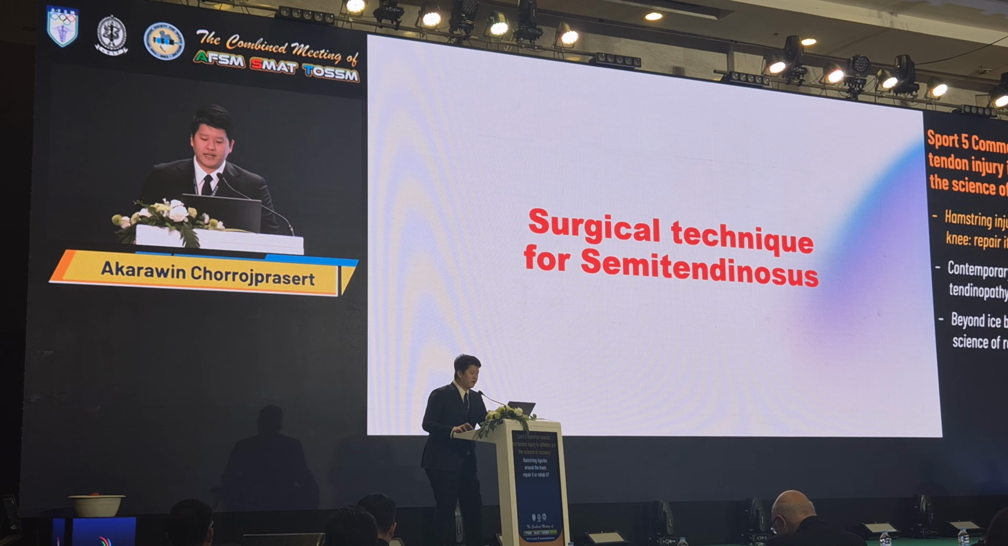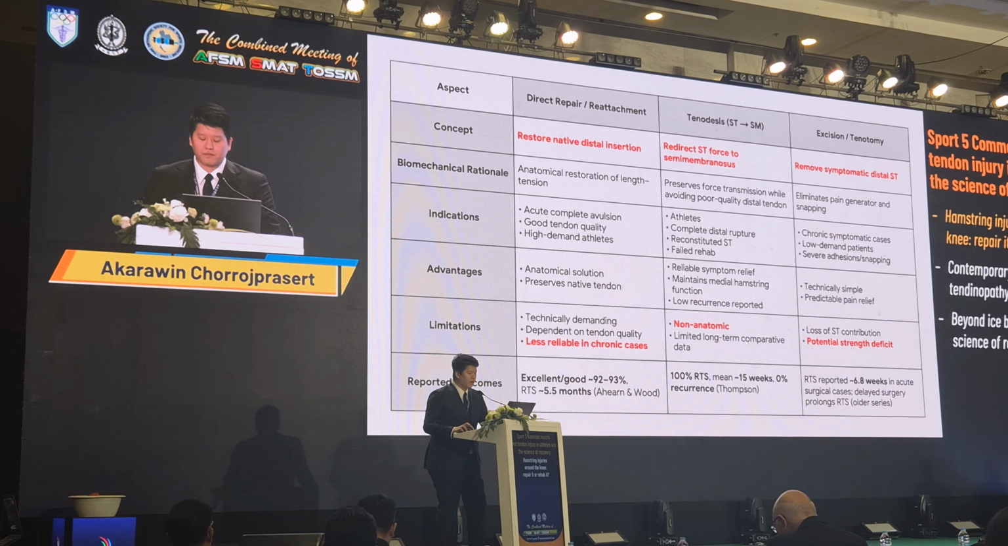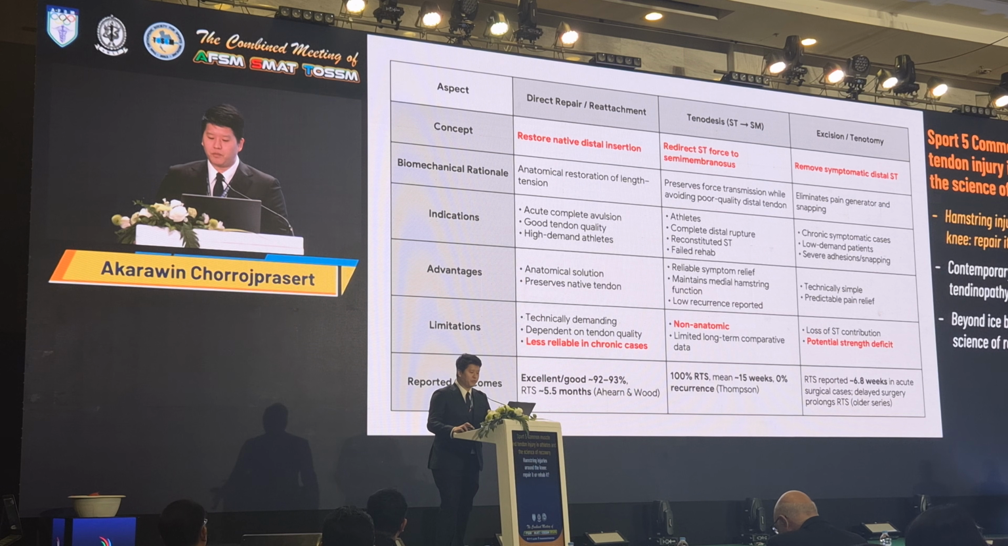For the surgical techniques of semitendinosus, there are mainly three. Each surgical option has a different rationale. Direct repair restores anatomy, but depends on the tissue quality and ability to reduce it to the anatomical footprint. Tenodesis preserves the force transmission while avoiding poor quality distal tendon. Excision reliably relieves pain but sacrifices the tendon contribution, so it's mostly reserved for the chronic cases with snapping. But no comparative trial exists, so selection must be individualized.